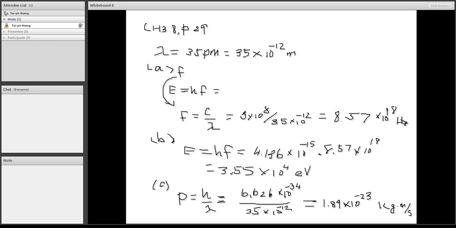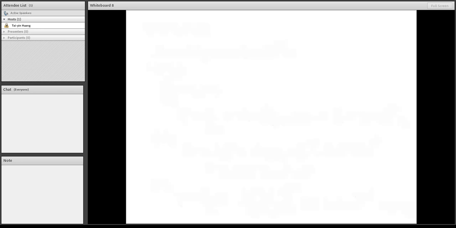Okay, so that's the first problem. It's easy to do. When you're given the wavelength of a photon, you can use that information to calculate the energy of the photon, the linear momentum of the photon, and the frequency of the photon. And the next one we want to do is the Compton effect, which is problem 40.